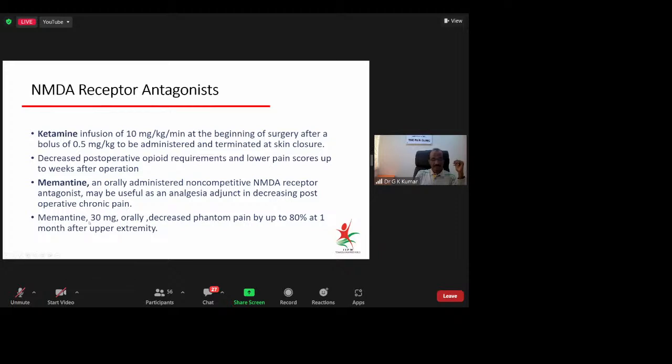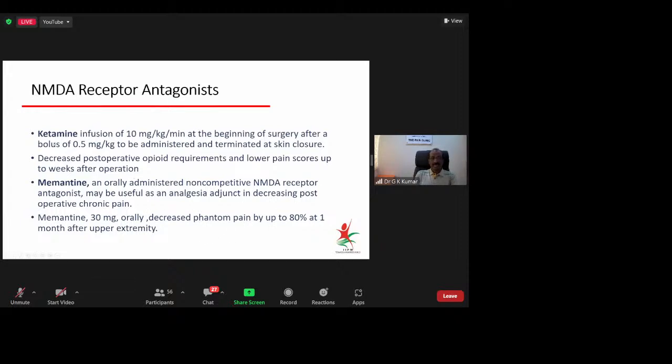But for the prescribed dose, we have to achieve 30 milligrams. Achieving 30 milligrams is not easy because the starting dose is 5 milligrams. It has to be escalated every 2 to 3 days, so achieving 30 milligrams will take 2 to 3 weeks. But it has promising results in decreasing phantom pain, but it doesn't have any role in post-operative pain.